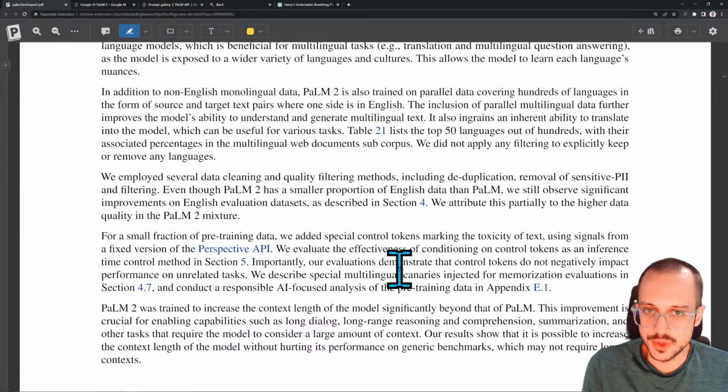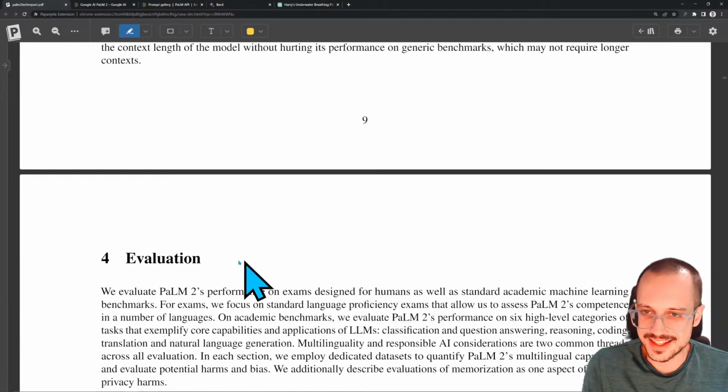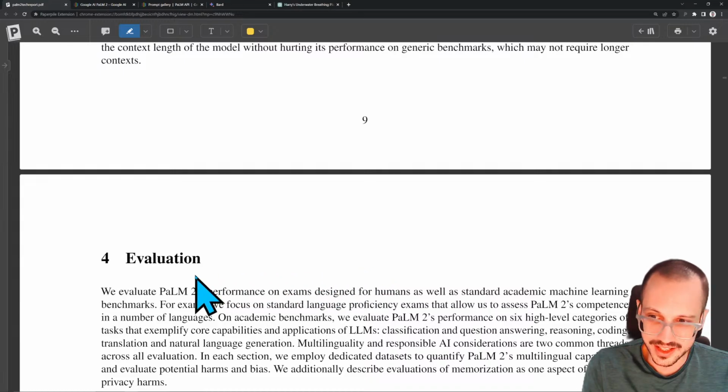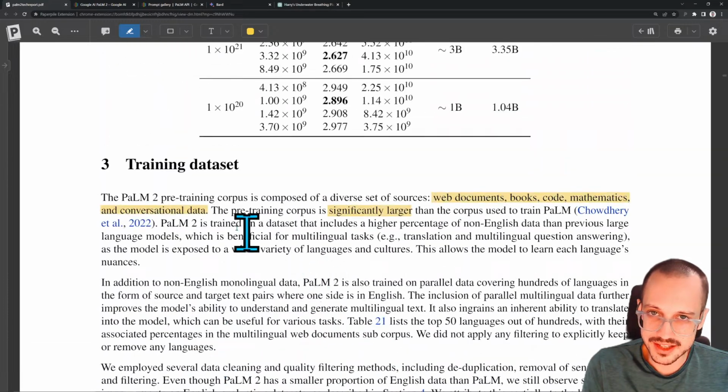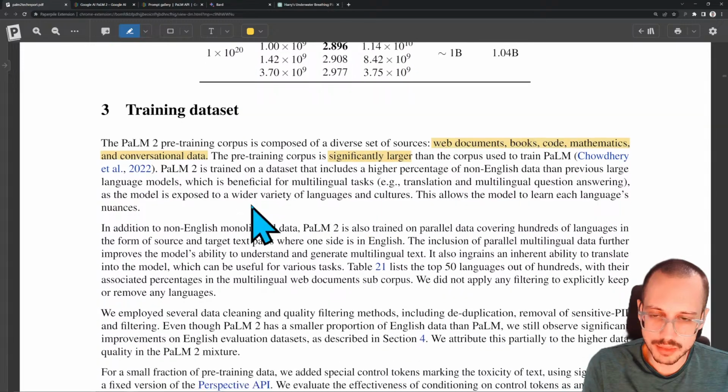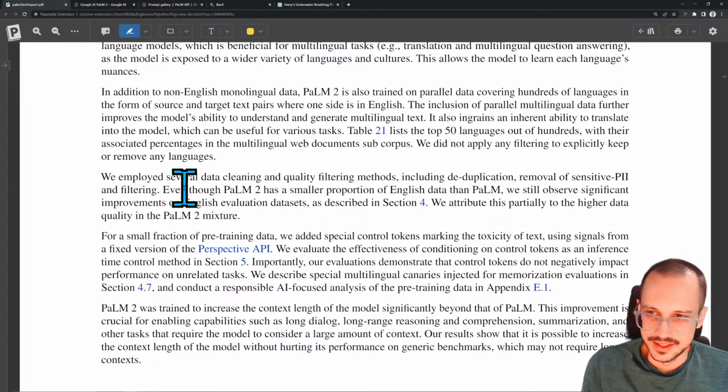Wow, what a lame little dataset section. Look at that. This is a 92-page report, and the section that explains the training dataset is less than 1 page long. And the only thing they tell you is that it's composed of web documents, books, code, and mathematics. Data cleaning, quality filtering, deduplication.